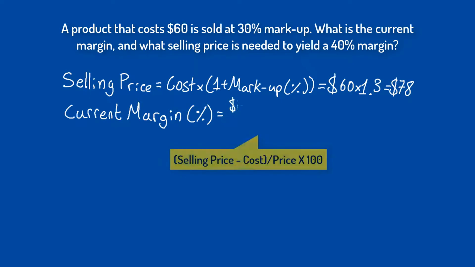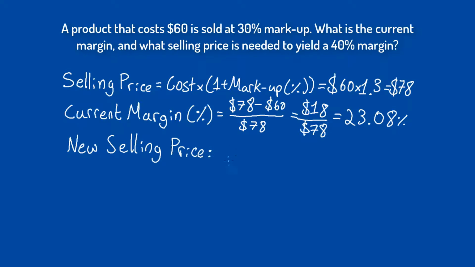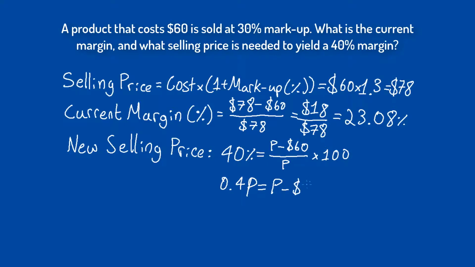Now we can determine that the current margin is $78 minus $60 over $78, giving us 23.08%. To determine the new ideal selling price, we need to use the margin formula where the 40% margin equals the ideal price minus the cost of 60 divided by the ideal price. We can now algebraically isolate for the ideal price, which in our situation is $100.